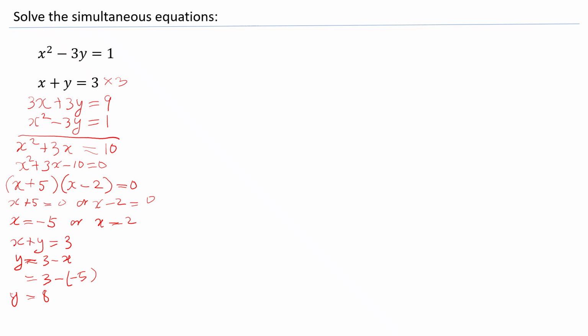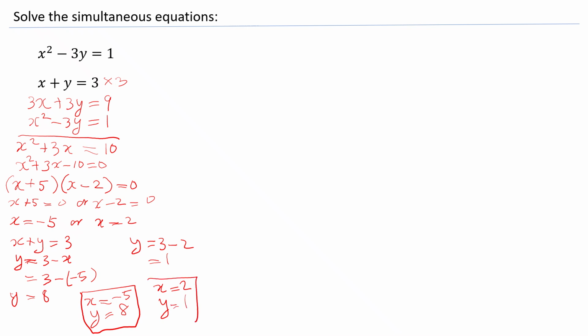Next one, if x equals 2, then y equals 3 minus 2, which is 1. So we have two answers. x equals minus 5, then y equals 8. This is one pair. And the other one is x equals 2, y equals 1. Another pair.